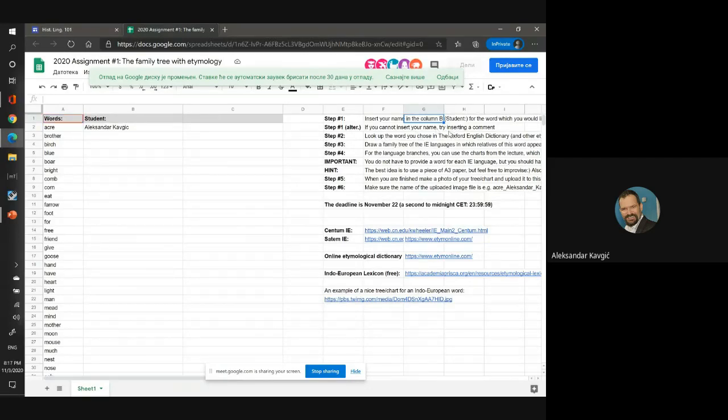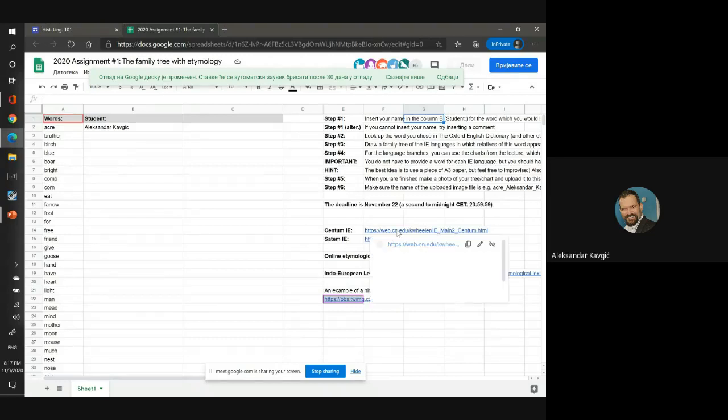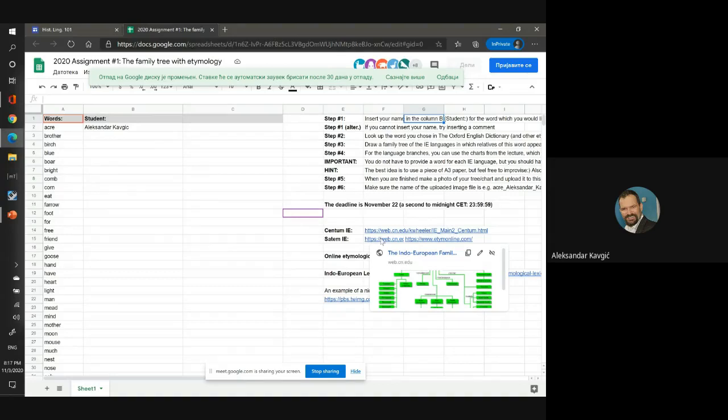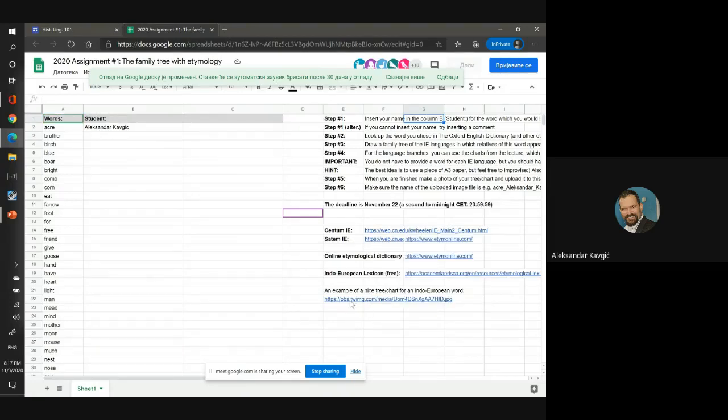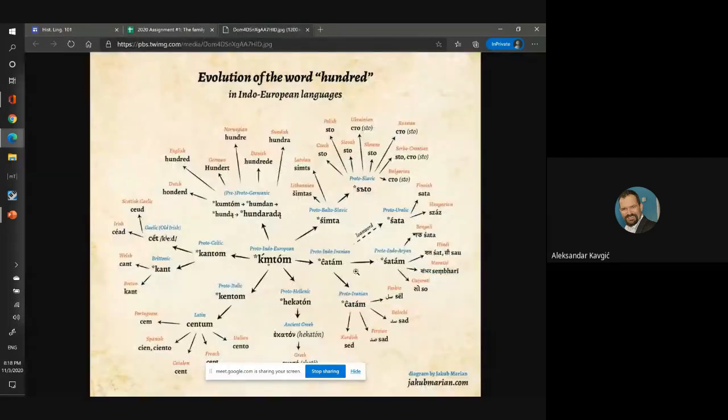And then you look up the word in the Oxford English Dictionary. Google is your friend. You have some, let's say, academic copies. You look it up in these, you know, other sources. For example, you have in the European Lexicon, you have online etymological dictionary, and of course the charts which I showed you are also here. So for your reference, you have Satem and Kentum languages hyperlinked in the presentation.